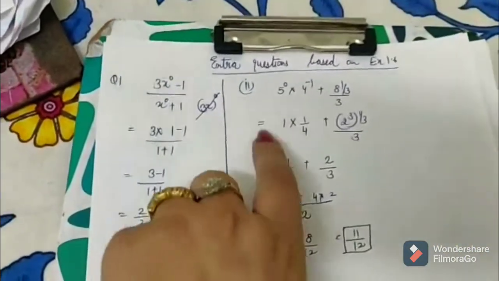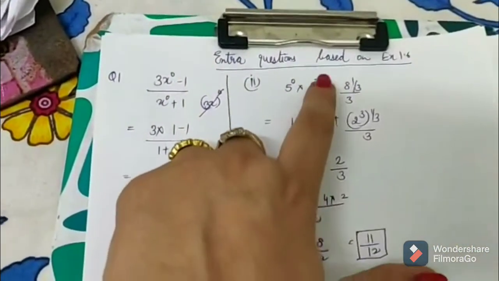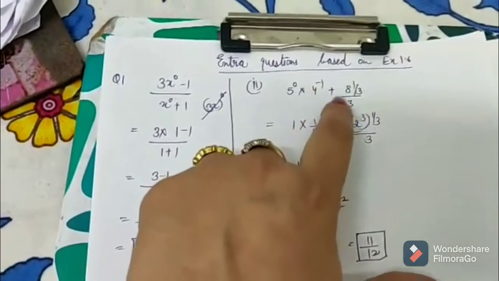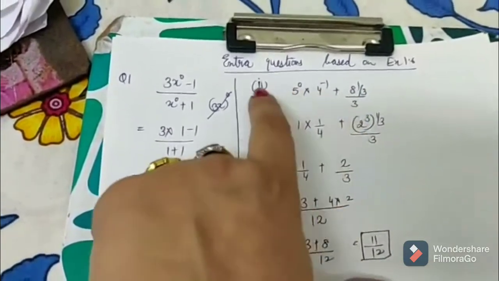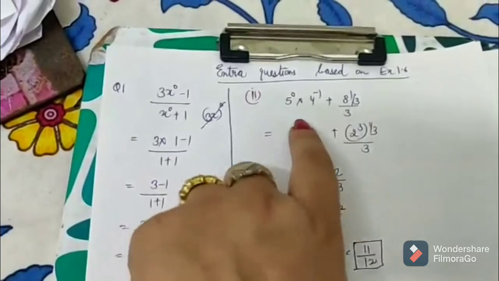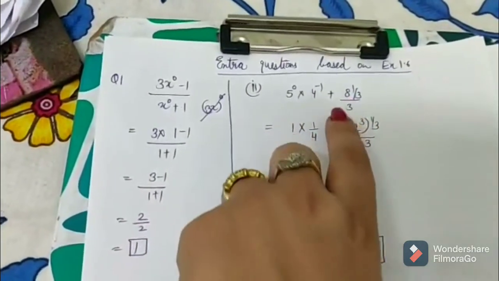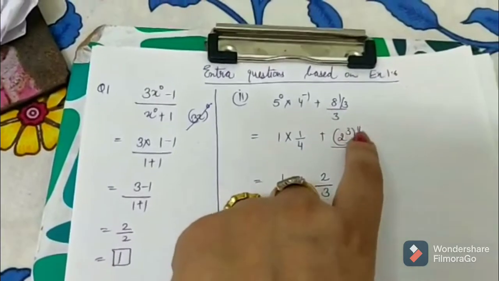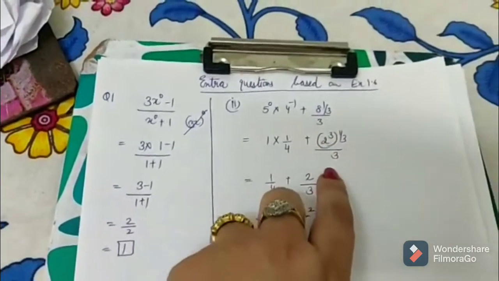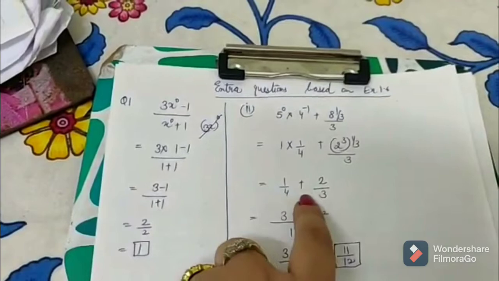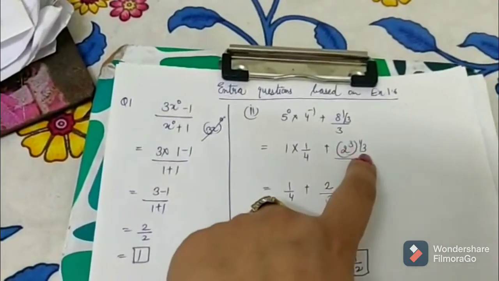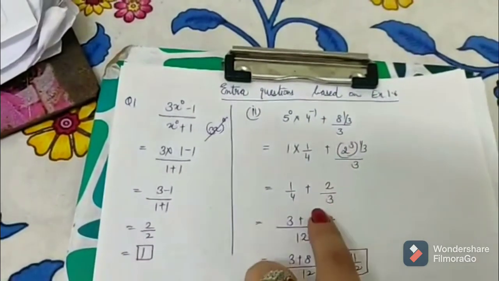The second part says 5 raised to power 0 into 4 raised to power minus 1 plus 8 raised to power 1 by 3, divided by 3. 5 raised to power 0 is 1, into 1 by 4 plus 8. Prime factorization of 8 is 2 raised to power 3, into 1 by 3, divided by 3. That is, 1 by 4 plus 2 raised to power 3 into 1 by 3. It will be 2 only, 2 by 3.